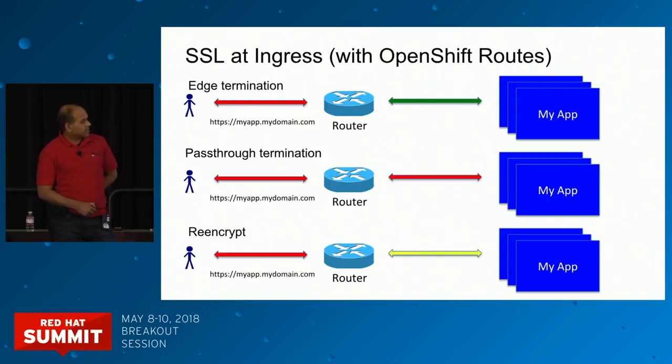The third option is to do re-encrypt. This is the case where you have cert 1, which is between the client and the router, and between the router and your app, you use a different certificate. That is re-encrypt. This is how you will do SSL for your application traffic coming through the router.